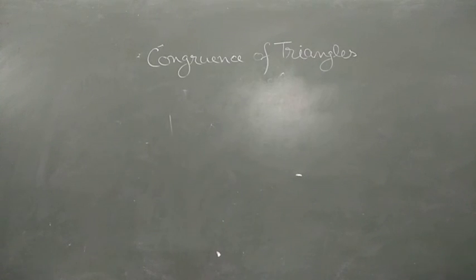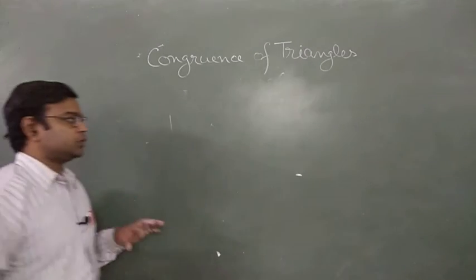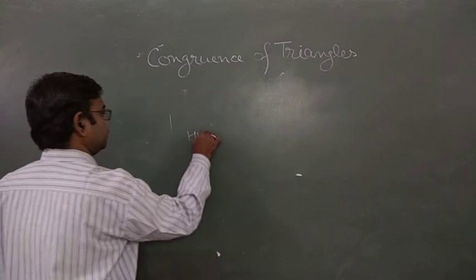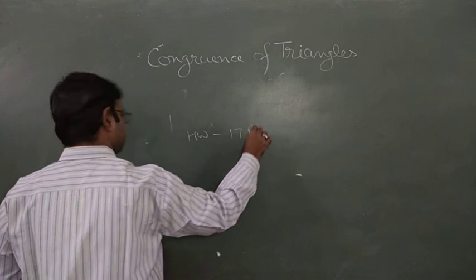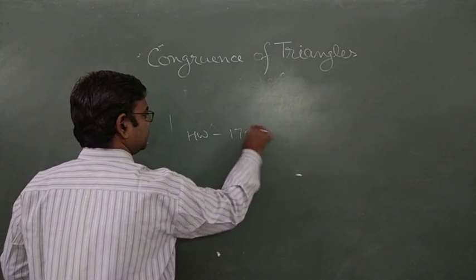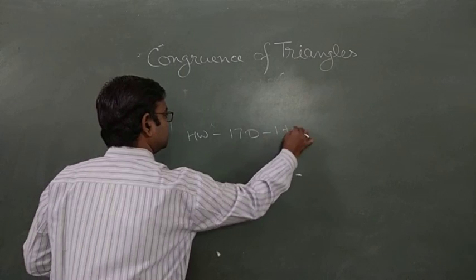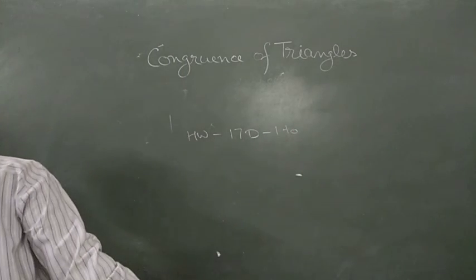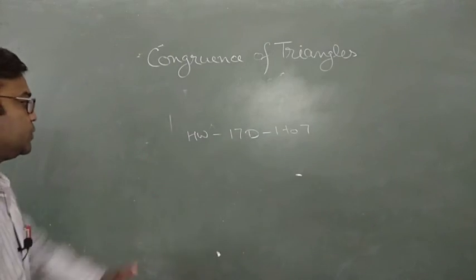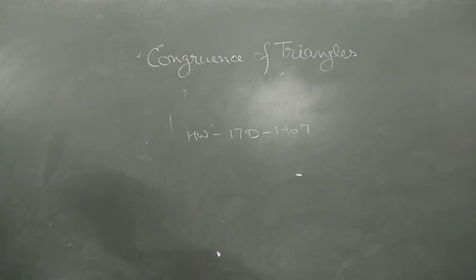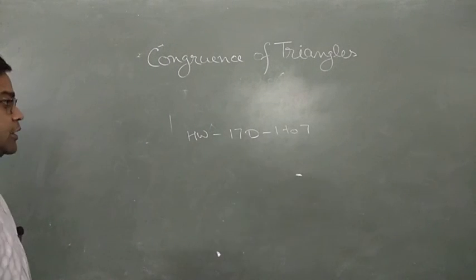For today, in this video, up to this part, it is your homework to solve exercise 17D, questions 1 to 7, in your fair copy. These are the easiest parts, so you can easily solve them, and the rest we will discuss in the next video.